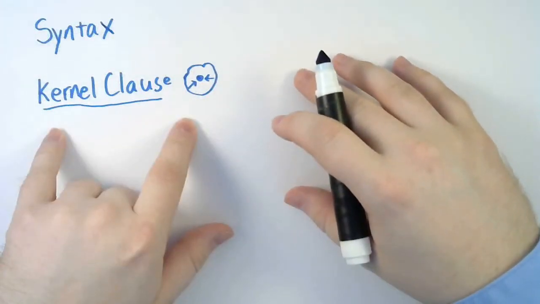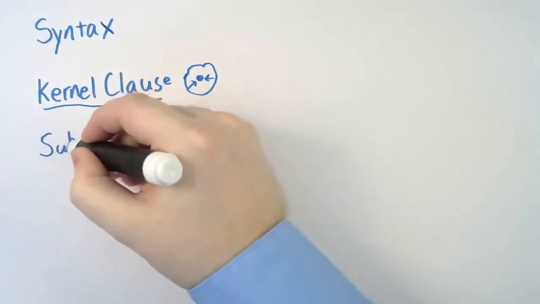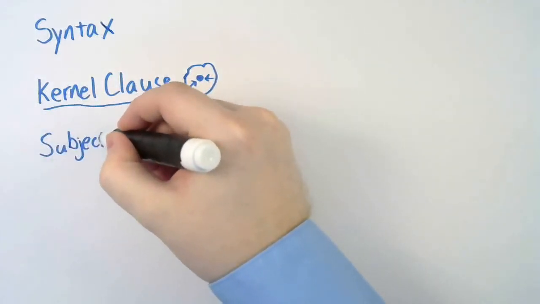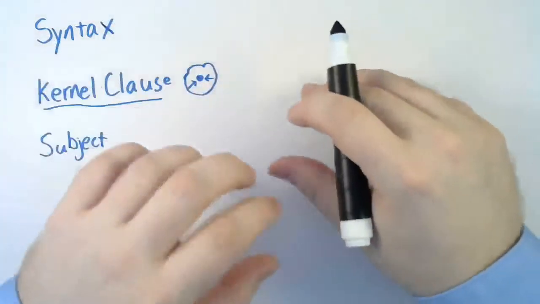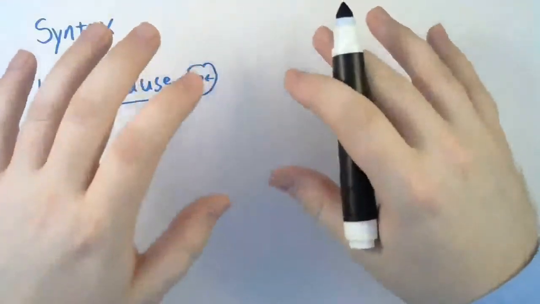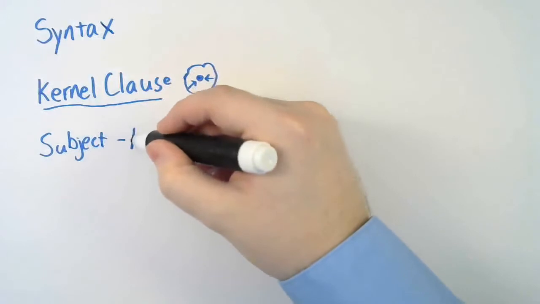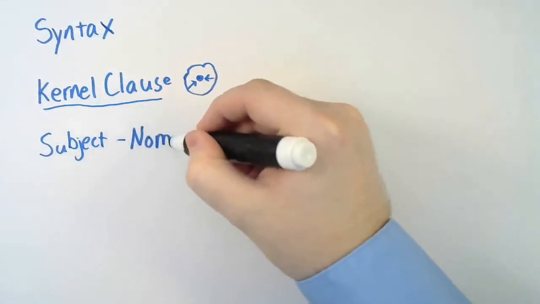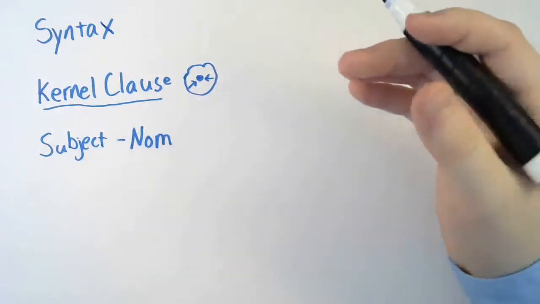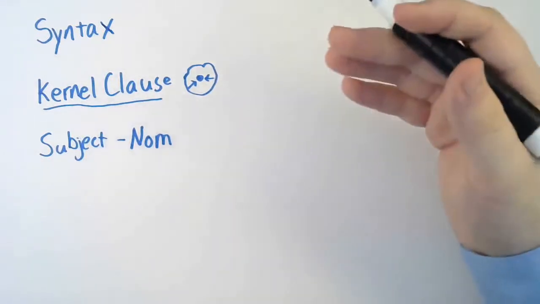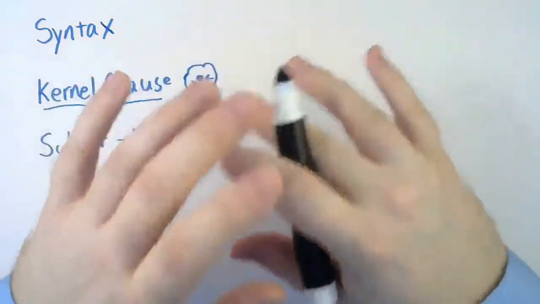Kernel clause is one, and the subject. The subject of the sentence is what the sentence is about. In our example, John was the subject. The sentence was about John. The subject is the star of the show, and in Greek it's typically going to be a word in the nominative case. It could be a noun or a participle or an adjective acting like a noun, a substantival use of the adjective. But don't worry, we'll get all that later.